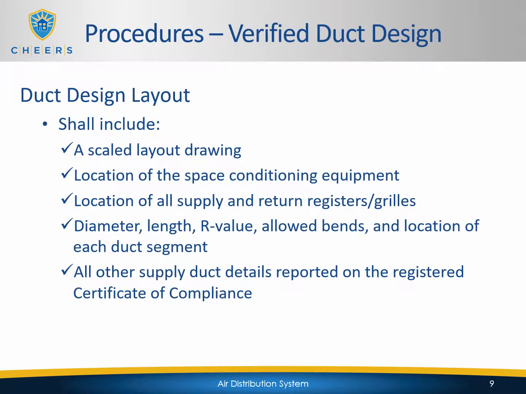The layout itself shall include a scaled layout drawing, the location of the space conditioning equipment, the location of all supply and return register grills, the diameter, length, R value, allowed bends, and location of each duct segment, and all other supplied duct detail reported on the Registry Certificate of Compliance.